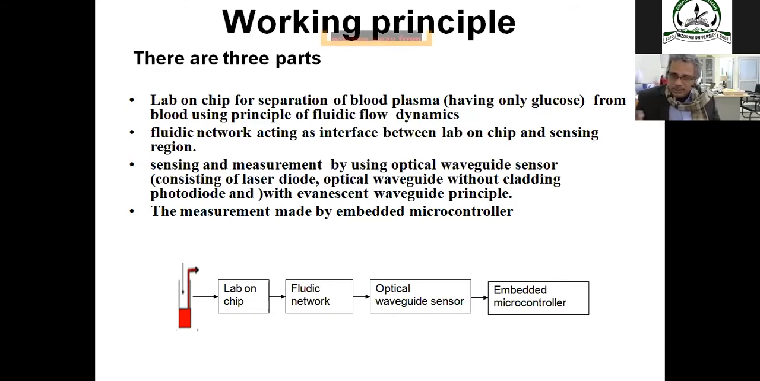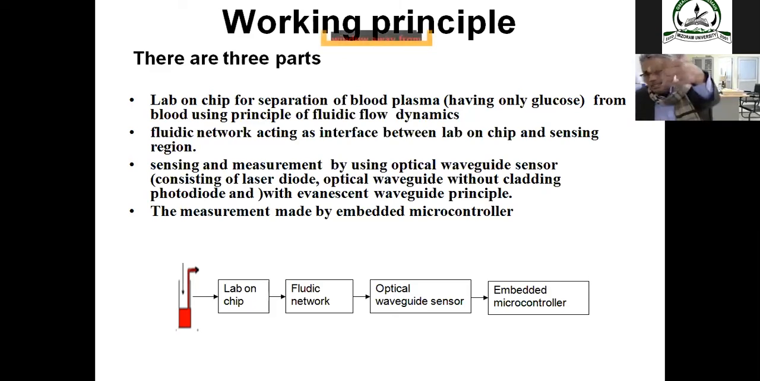The glucose measurement, what is the flow chart we have used here? From the rat, a blood sample is taken. Then it goes to the lab on chip, which separates the blood into blood plasma. Then it goes through the fluidic channel, which we have designed, along with the optical waveguide sensor. After getting the signals through the microcontroller, we can measure it. So this is the technique we have used.